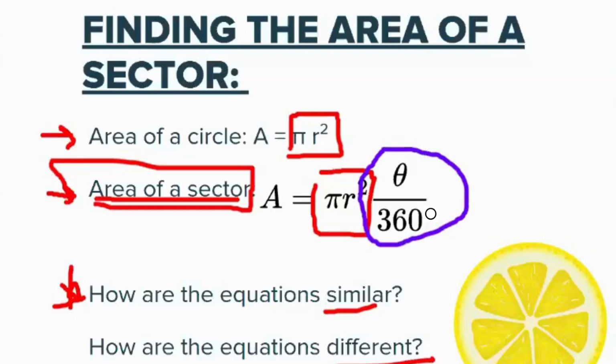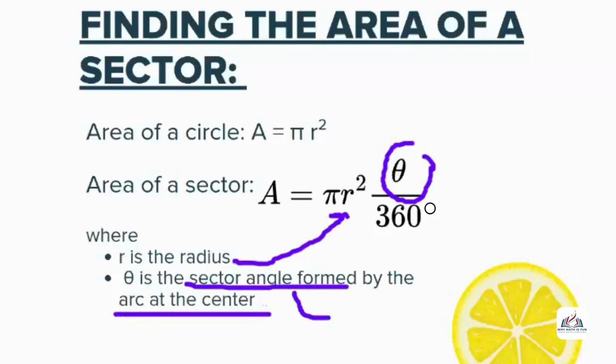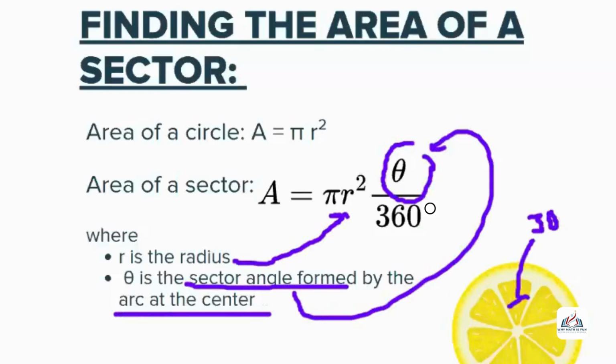Okay, let's find out what it means. R is the radius. And what does this represent? This is the sector angle formed by the arc at the center. Okay, for example, if this right here is 30 degrees, that is the sector angle. Let's say if this was 45, the sector angle would be 45.